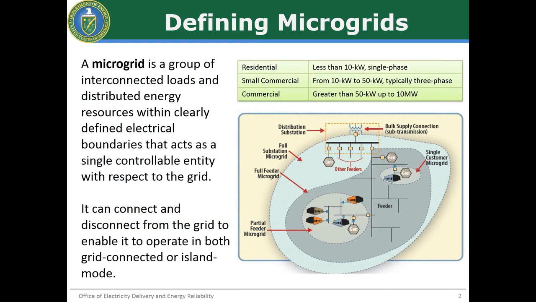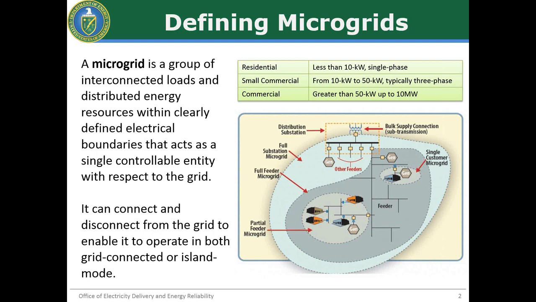So I wanted to go over a little bit about the definition of a microgrid, because there are many out there. Since microgrid is an important part of smart grid, in our definition, microgrid is a group of interconnected load and distributed energy resources. It has to be within clearly defined electrical boundaries and act as a single controllable entity with respect to the grid. So basically, it has its own boundary and it has the capability to control itself so that it can connect and disconnect from the grid to operate in both grid-connected or island mode.